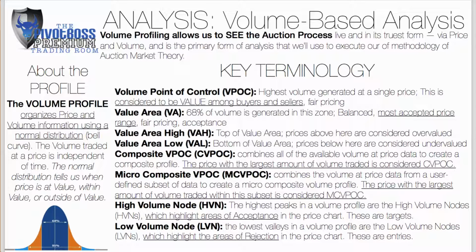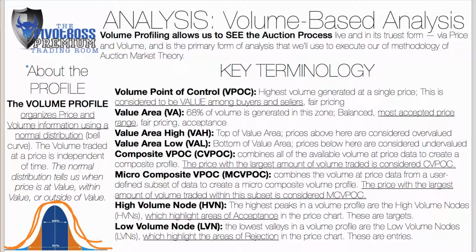And a little about the profile. The volume profile organizes price and volume information using a bell curve, a normal distribution, which is also a Gaussian curve. That's what this is right here, your normal bell curve. What it's doing is looking at all the volume that traded at a specific price point, and then putting all the information on a curve, distributing it on a normal distribution.